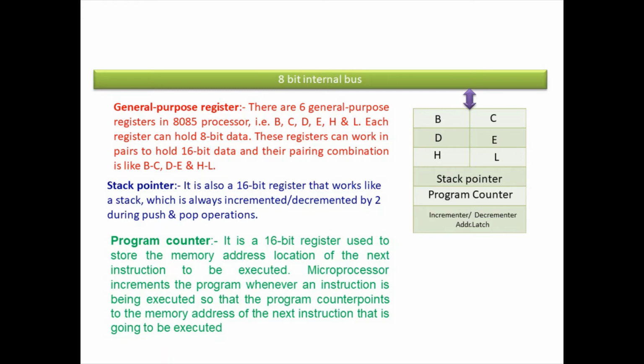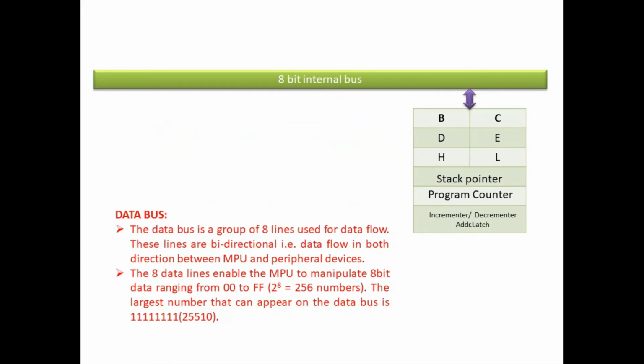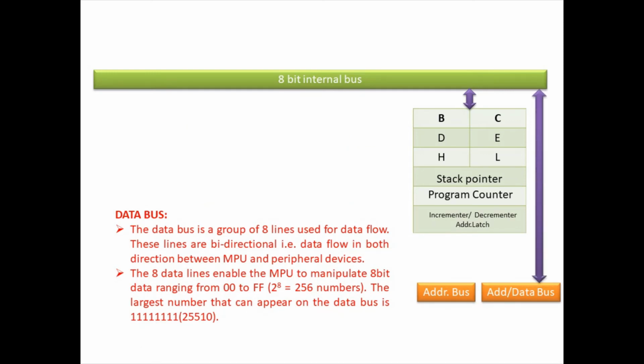Next one is incrementer, decrementer, address latch. We have an address bus and data bus. Let me discuss the data bus first. The blue line indicates the data bus. It is an 8-line bus, and it is a bidirectional bus, where you can transfer data from microprocessor to memory or peripheral devices, or from peripheral or memory device to microprocessor. So communication is possible both ways.